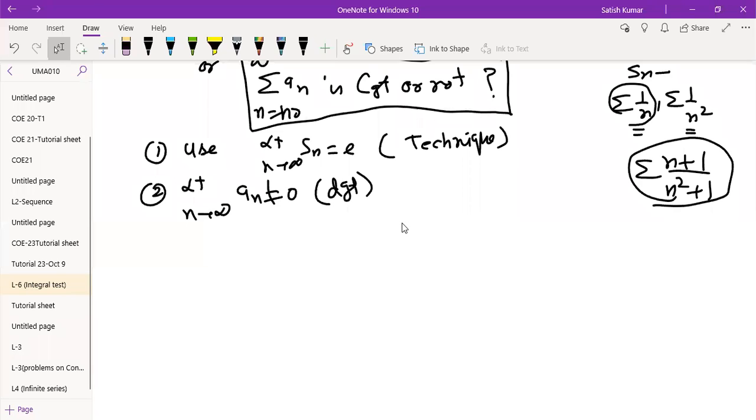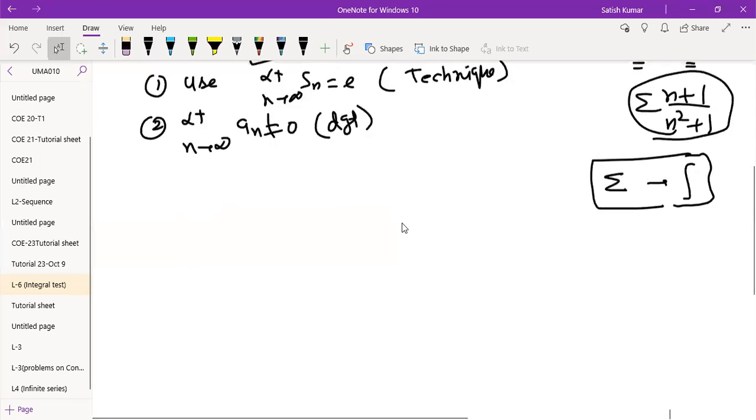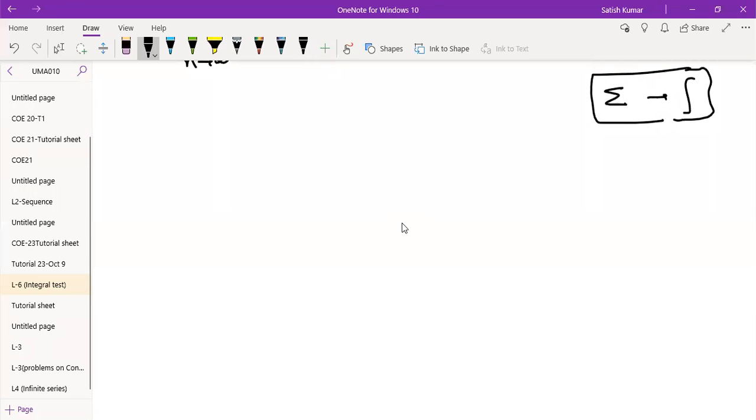Then they tried to link summation with the integral, because integral is somewhere linked with summation. Can we directly link this infinite series with the integral, or are there some constraints? In that direction, one result is there, in the form of the integral test. So what is the integral test? It is the main objective of this lecture.